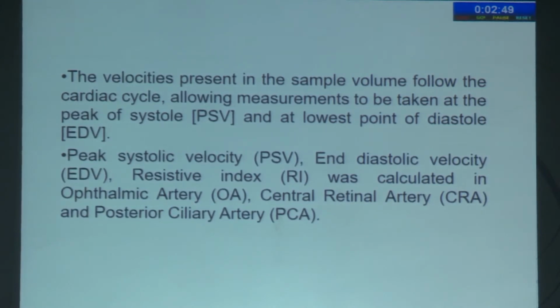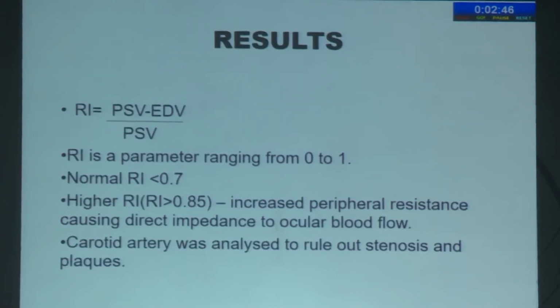The velocities present in the sample volume follow the cardiac cycle, allowing measurement to be taken at the peak of systole, that is peak systolic velocity, and the lowest point of diastole, that is end diastolic velocity. Resistive index was calculated by subtracting end diastolic velocity from peak systolic velocity, dividing it by peak systolic velocity. It was a parameter ranging from 0 to 1. Normal was less than 0.7, more than 0.85 was considered higher, and it implies increased peripheral resistance causing direct impedance to ocular blood flow. Carotid artery was analyzed to rule out any stenosis and plaques.